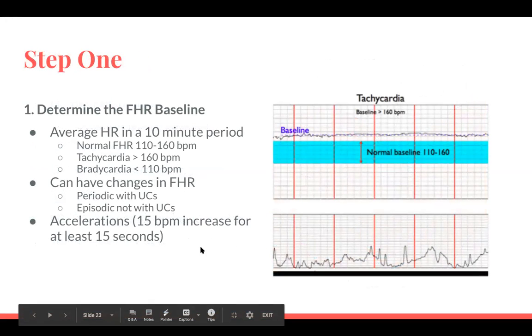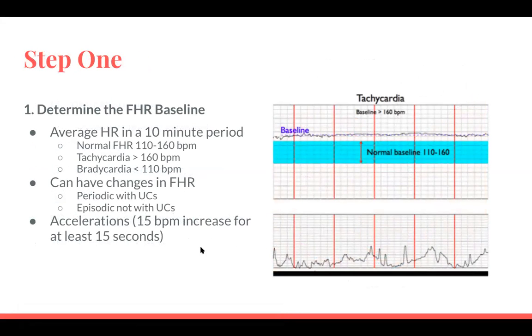All right, so with fetal monitoring, remember, you want to determine the baseline. If you could draw a line through the middle, where is that? It's the average heart rate in a 10-minute period. Remember the normal range is 110 to 160; tachycardia is above 160, bradycardia is below 110. And the difference between periodic versus episodic.